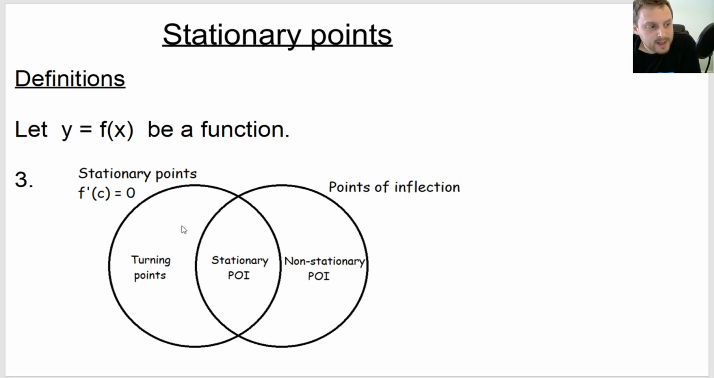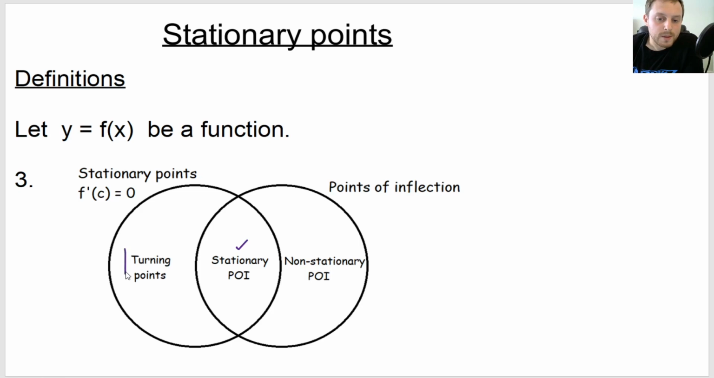We have got a little Venn diagram of the possibilities, right? You're a stationary point automatically if you satisfy f dashed is 0. So if you satisfy that, the gradient is 0. Now, you could be a point of inflection, and in which case you're in the middle here, right? If you are, and you're a stationary point, then you're what's called a stationary point of inflection. So it's the intersection of both of these. It's got to be stationary and it's got to be a point of inflection.